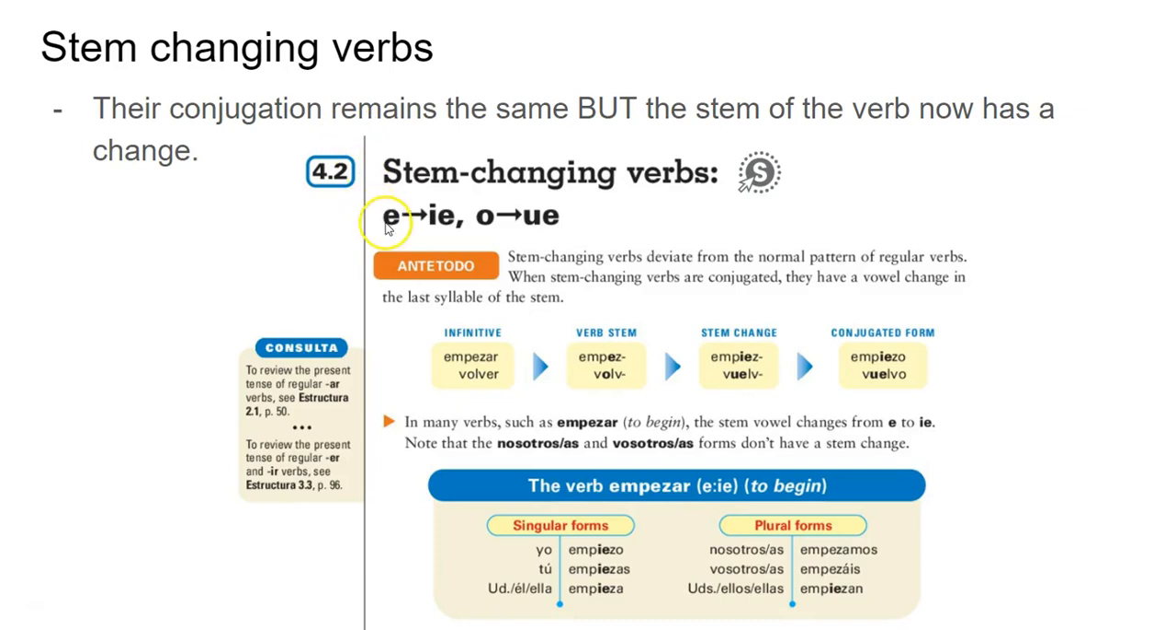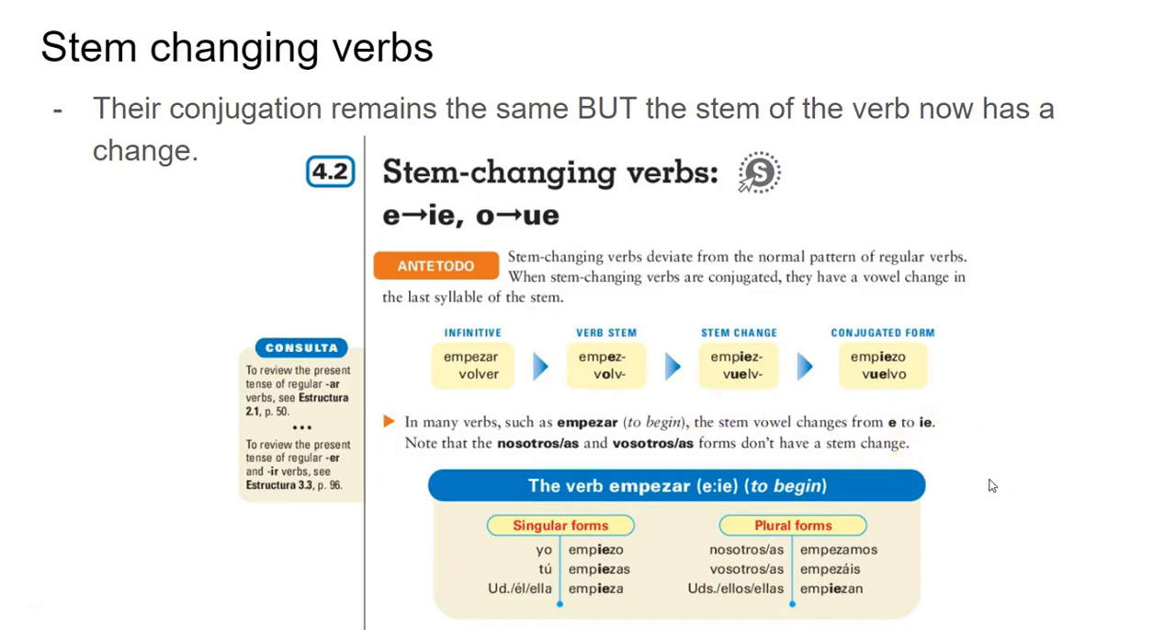So those are going to be the different categories that we've been working with. So you have the stem changes that are going to go from E to IE. So any stem that is an E, like empezar, is now going to change into IE, or the O to UE, like the verb volver, will change from the O of the stem to a UE. But again, the conjugations will stay the same. Okay, the stems are the ones that are going to change.